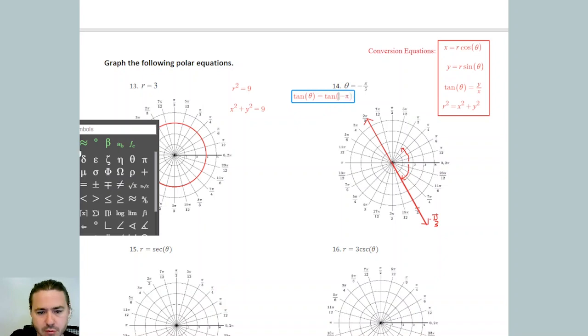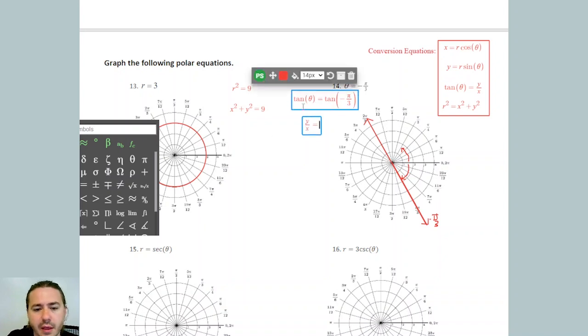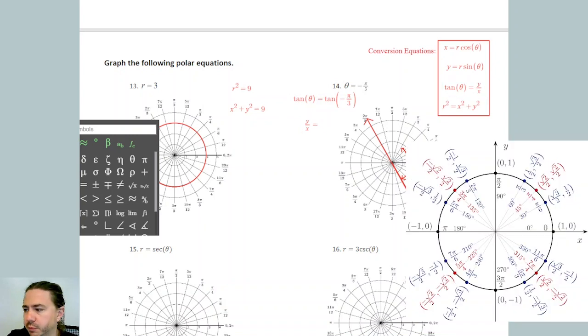Let's try that again. This tangent of theta would be y over x, which I'm getting from over here, and then tangent of negative pi over 3. If we bring up our unit circle, we could see negative pi over 3 is coterminal with 5 pi over 3. And so we'd have y over x, which would be this negative root 3 over 2 over 1/2. So it would just be negative root 3 over 1, so just negative root 3.